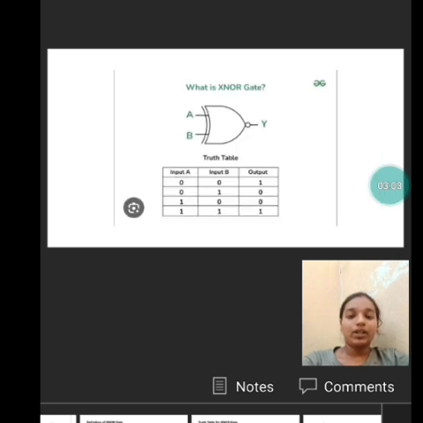Next slide is about the XNOR gate representation. It is the truth table of the XNOR gate. If input A is 0 and input B is 0, then the output is 1. If input A is 0 and input B equals 1, then the output is 0. If input A equals 1 and input B equals 0, then the output equals 0. If input A equals 1 and input B equals 1, then the output equals 1. This is the representation of the XNOR gate truth table.